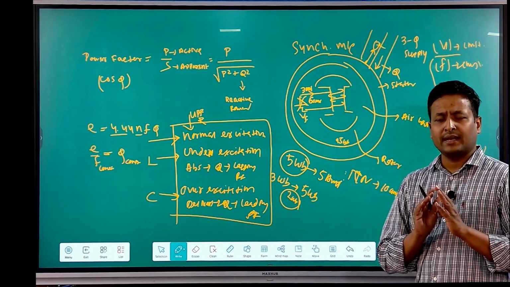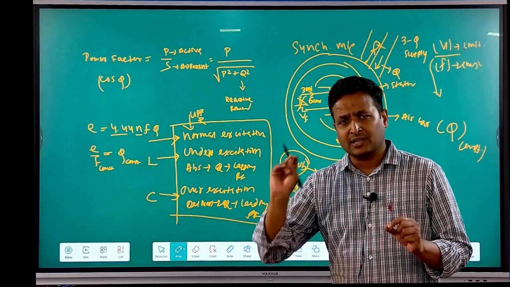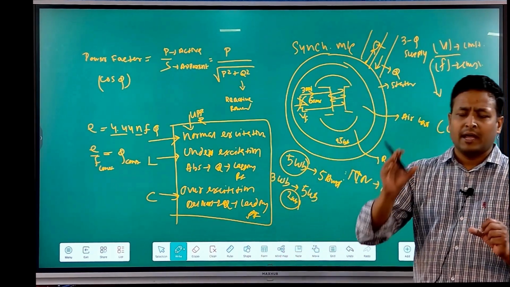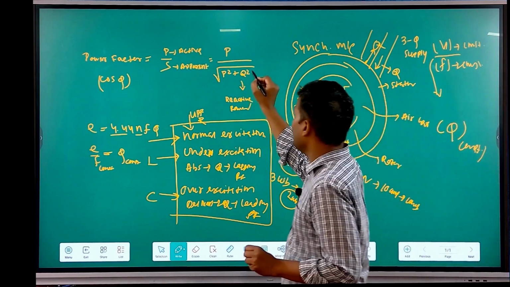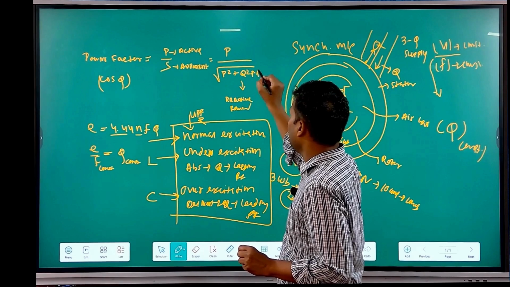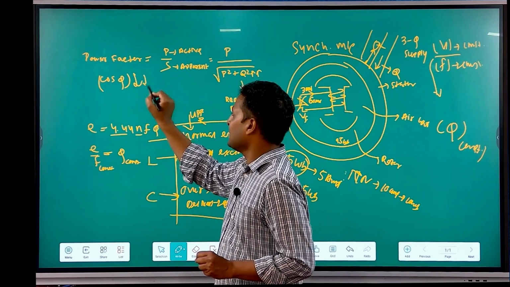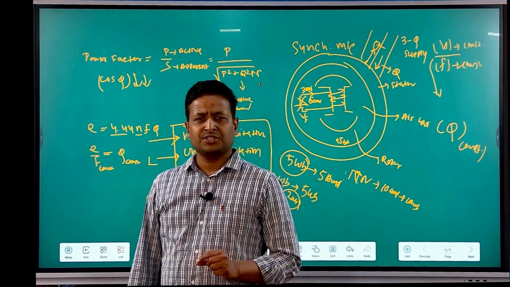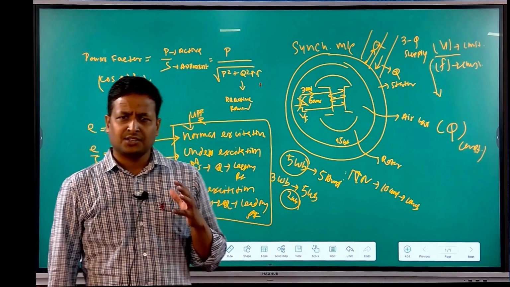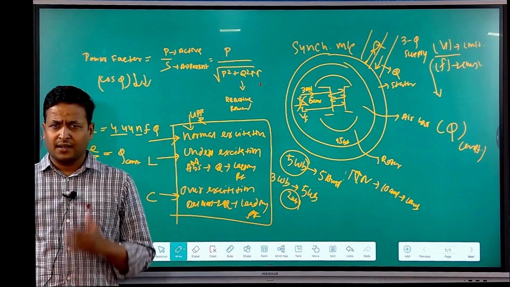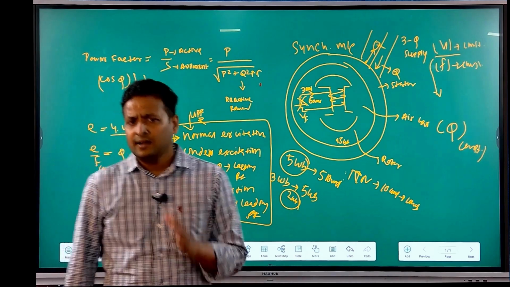When there is no external supply to produce the air gap flux, at the initial start of the induction machine, it will draw a heavy amount of reactive power from the source. When it draws a heavy amount of reactive power, the Q in the denominator increases, so the power factor will decrease drastically. That is why the induction machine operates at a poor power factor, whereas the synchronous machine can operate at unity power factor, lagging power factor and leading power factor.